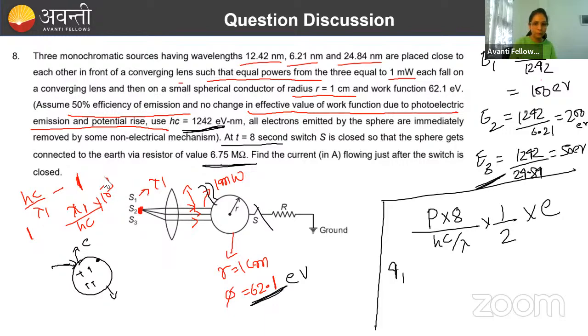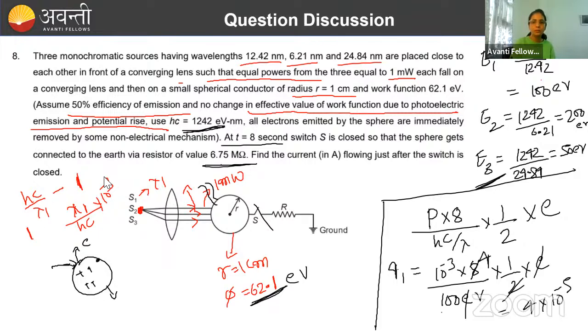So because of E1, how much charge will come? तो मैं ये निकालने की कोशिश कर रही हूँ. P का वैल्यू कितना है? ध्यान से देखना. P का वैल्यू इज हाउ मच? 10 to the power minus 3 into 8. hc by lambda. E1 कितना है हमारा? 100 इलेक्ट्रॉन वोल्ट into half into इलेक्ट्रॉन. इलेक्ट्रॉन कैंसिल हो गया. 100 वोल्ट. वोल्ट इज a SI यूनिट, है ना. तो ये तो यूनिट SI है. नो नीड टू डील विथ दिस. Now how much value you are going to get? So this will be equal to 4 into 10 to the power minus 5. ठीक है. Similarly calculate Q2.